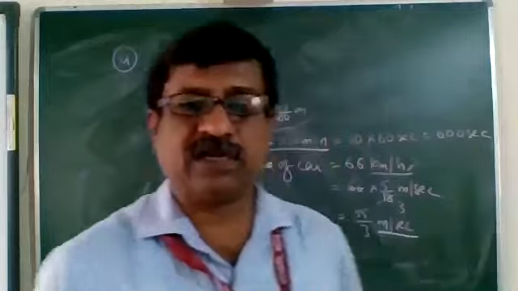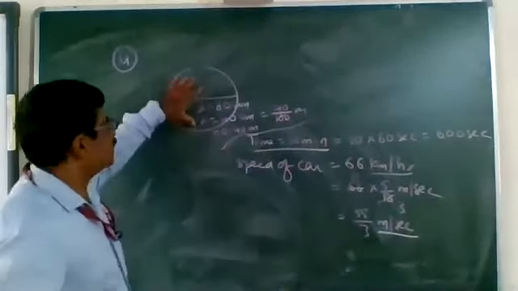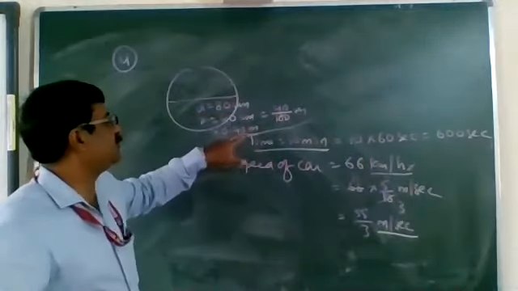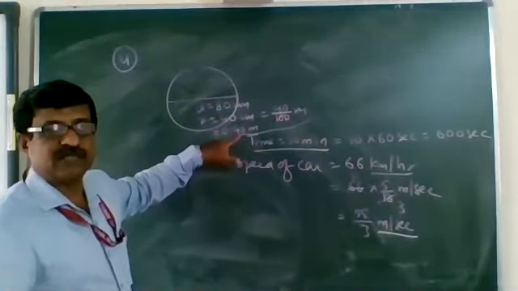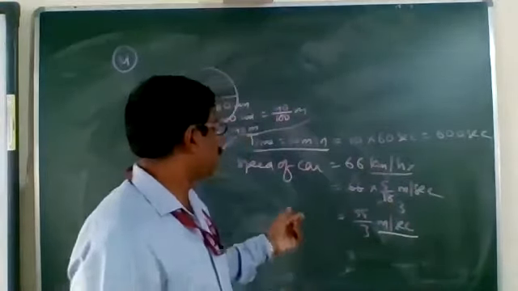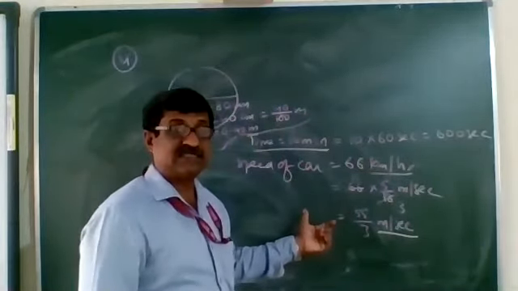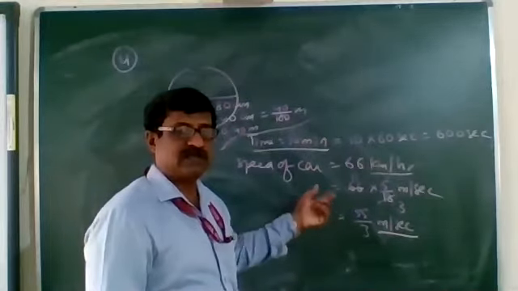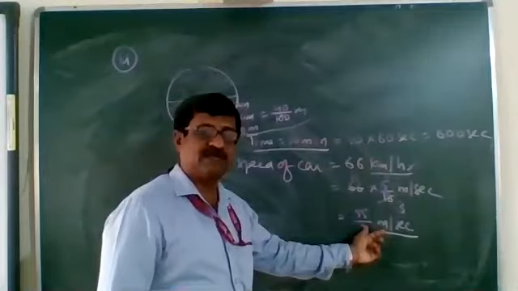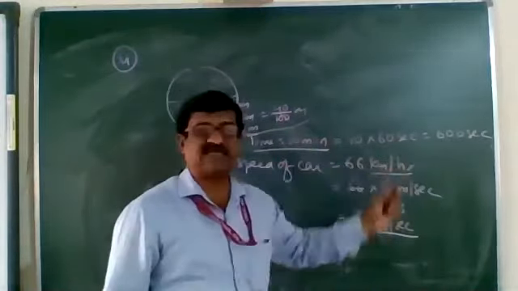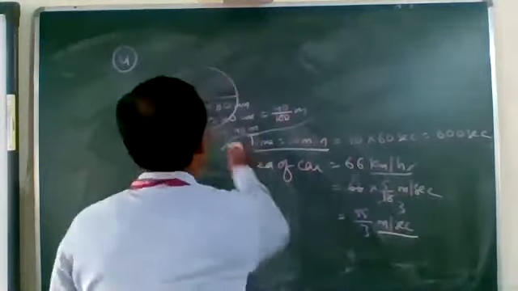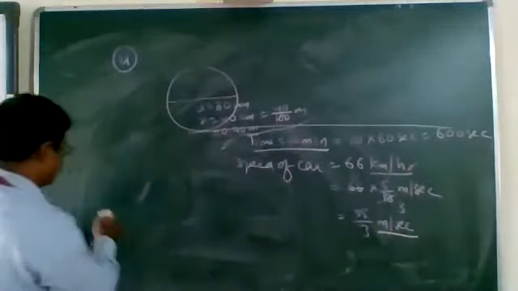Now let me read the question once again. This is the wheel of a car, whose radius was given as 40 centimeter. We have converted that into meter. We have to find out how many revolutions this wheel will make to cover a certain distance. Distance is not given, but we can calculate it. If the speed of the car is 55 by 3 meter per second and it is taking 600 seconds to move along a certain path, we find out how much distance the car has covered.